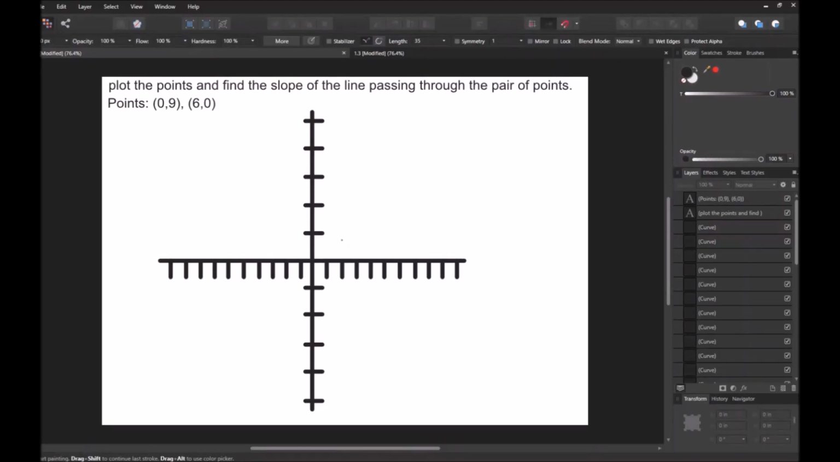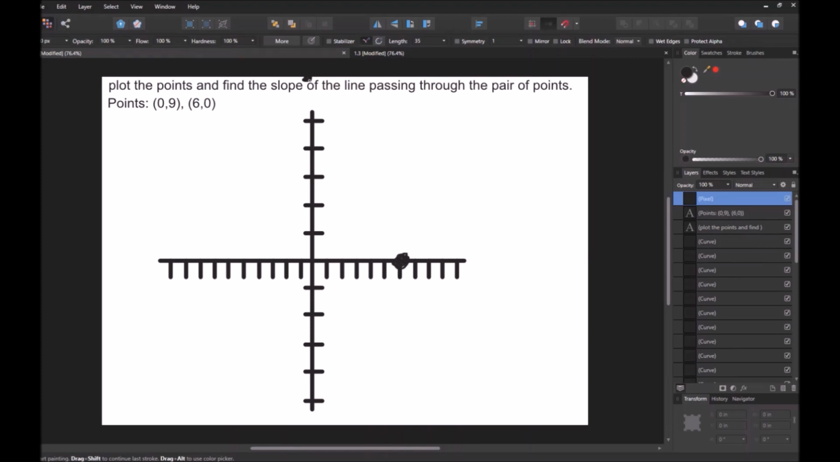Okay, so in this next problem we're asked to plot the points and find the slope of the line passing through the pair of points. And our points are 0, 9 and 6, 0. So we're going to start by plotting the points, 0, 9, which is going to be at the center here, but up 9. So it's going to be somewhere off the graph, somewhere around here. And then our next point is 6, 0, which is going to be on this x-axis. It's going to be to the right of the origin by 6. So we're going to go 1, 2, 3, 4, 5, 6, and plot our point right there.